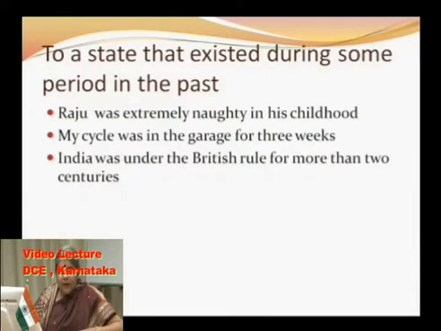Raju was extremely naughty in his childhood. Now, where is this? Was, in the past tense, is was. My cycle was in the garage for 3 weeks. Once again was. India was under the British rule for more than 2 centuries. Now in all these 3 states, I am talking of a particular state of event that happened at some point of time in the past.